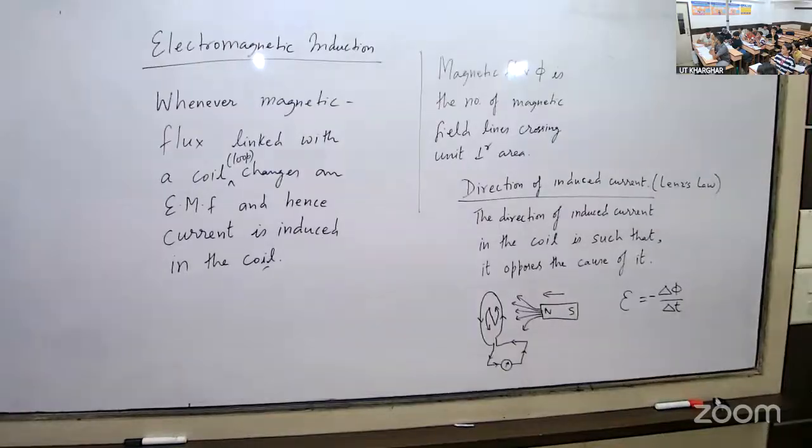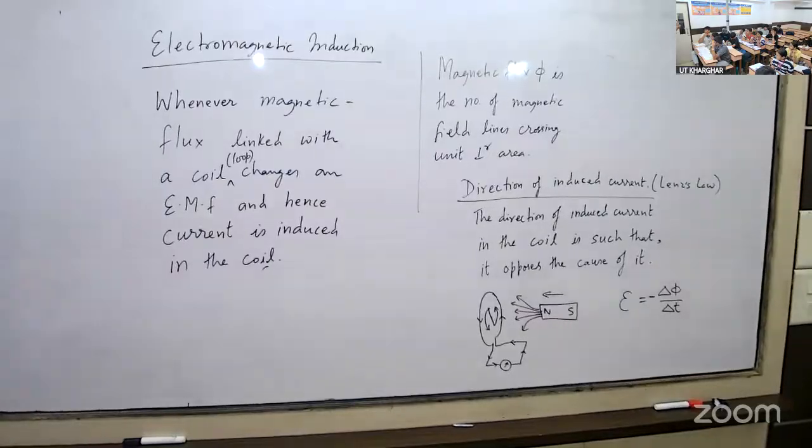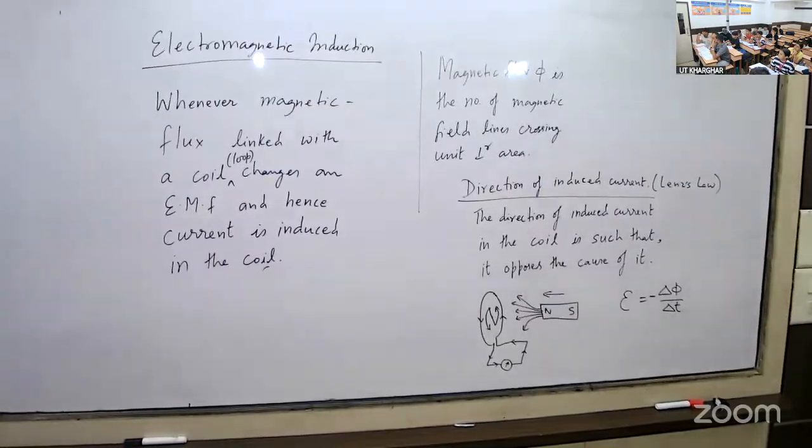So in this, a north pole should be generated to oppose this magnet from coming closer. Only then I have to do work. If there is no opposition, that means the current is produced on its own. That will not happen, okay? So because this is north pole, this also should develop a north polarity. So north polarity means it will develop an anti-clockwise current.